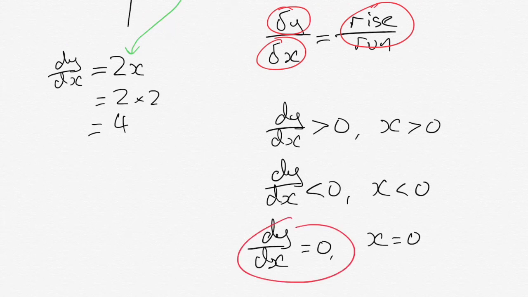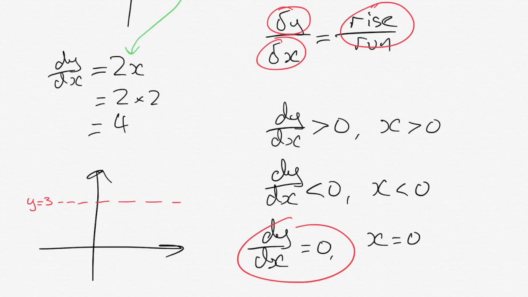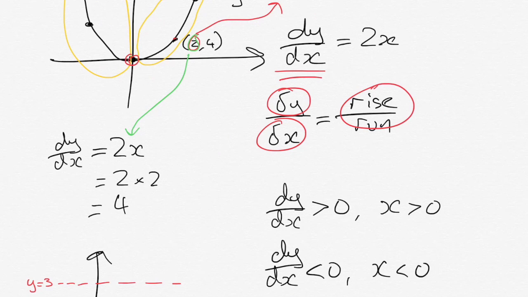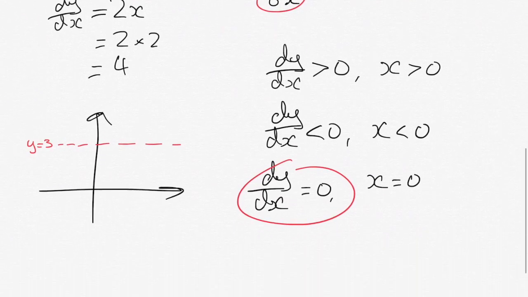Now, what does this mean? We know from high school maths that a gradient of 0 is a line that is perfectly horizontal. So if we sketch the line y is equal to 3, that line there has a gradient of 0. And sure enough, that's what happens right here. As our curve comes down and touches, we have a point where our gradient is 0.